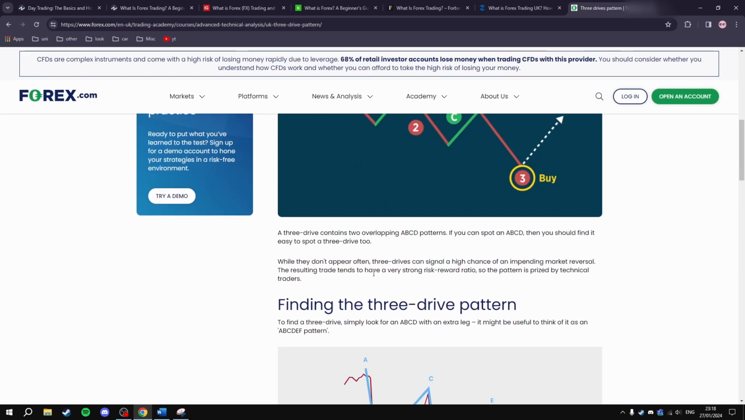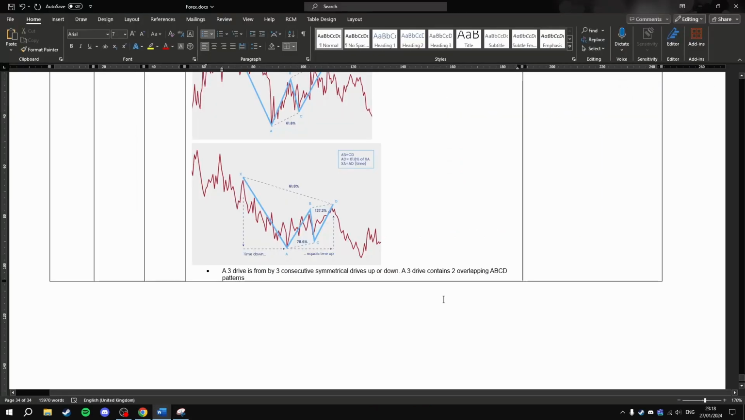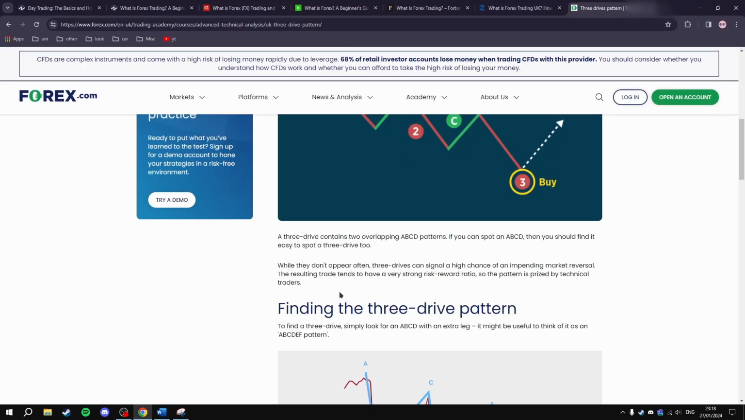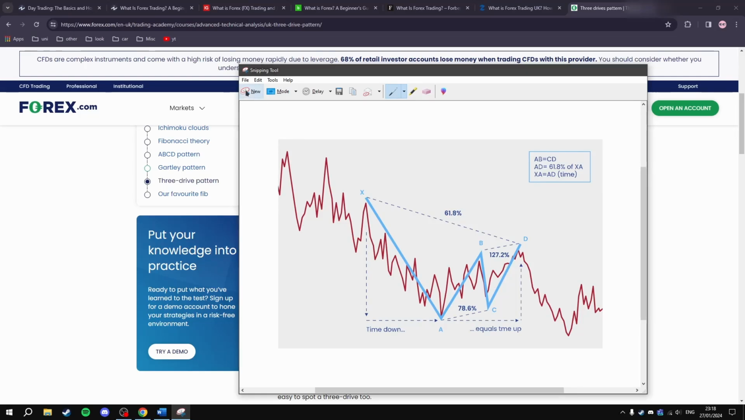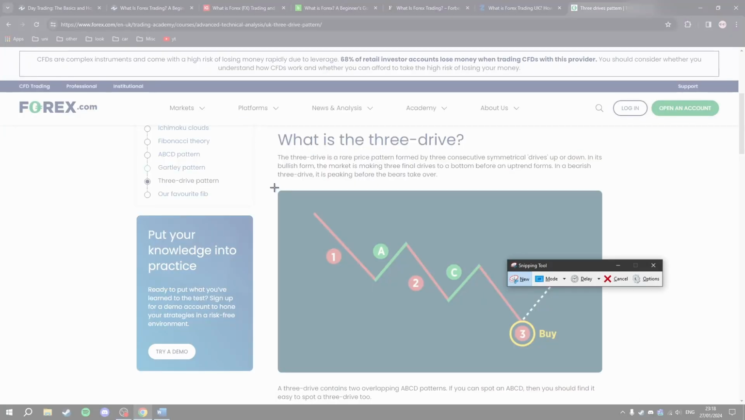Whilst they don't appear often, three drives can signal a high chance of an impending market reversal. The resulting trade tends to have a very strong risk-reward ratio, so the pattern is prized by technical traders. So let me put this one in as well.